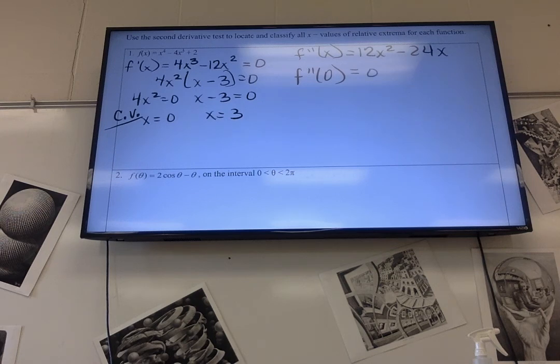So we're going to plug in 0. If I plug in 0, it's 0. So that doesn't really help us. Let's plug in 3. All I need to know is whether it is positive or negative.